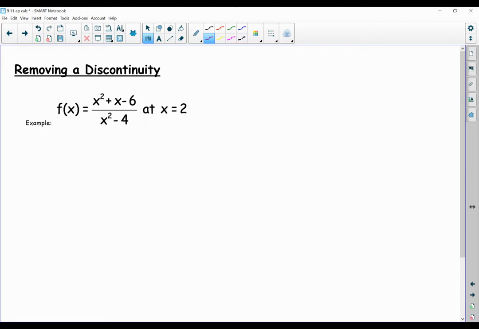Now, if I ask you to remove a discontinuity, one thing you need to realize is you can only remove holes. That is the only type of discontinuity that is removable. So I would have to identify if this function has a hole, and if so, what is the intended height of that hole? And once I figure that out, then I can remove it by plugging the hole, and we're going to do that by adding a point to the hole.